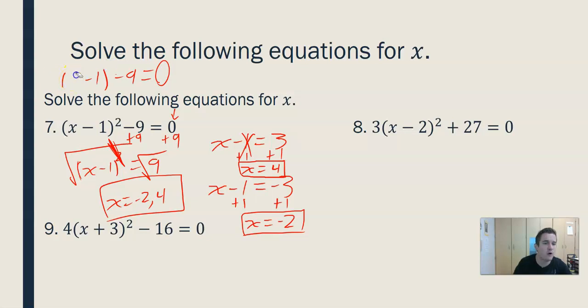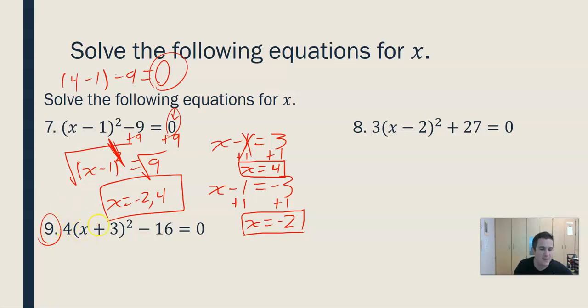Okay, what about my other solution? What about 4? What if I do 4 minus 1 squared minus 9? Well, 4 minus 1 is 3. 3 squared is 9. 9 minus 9 is 0. So yeah, there are two solutions to this problem, negative 2 and positive 4. Okay, let's do one more. Let's do this one right here.